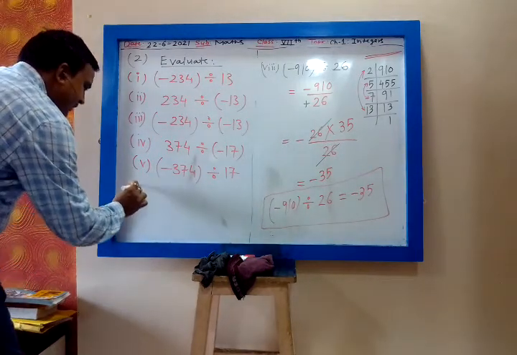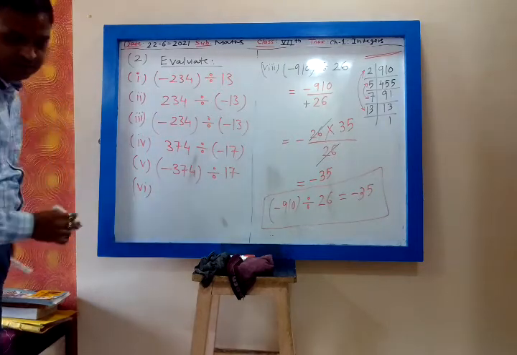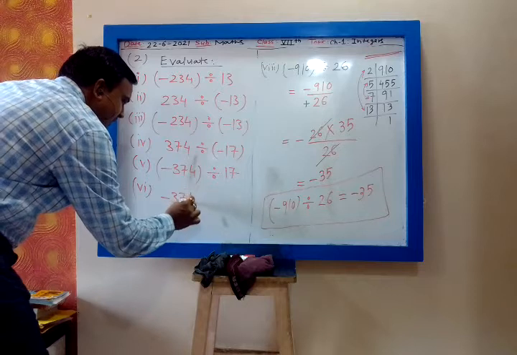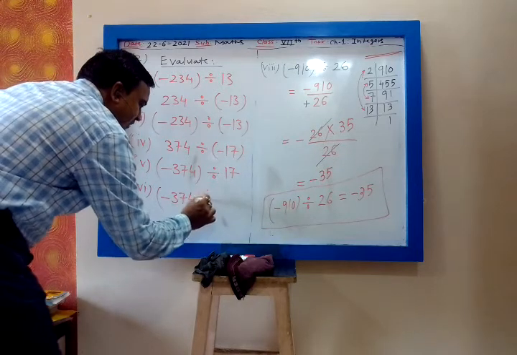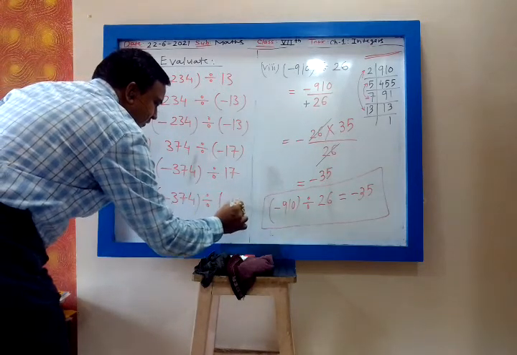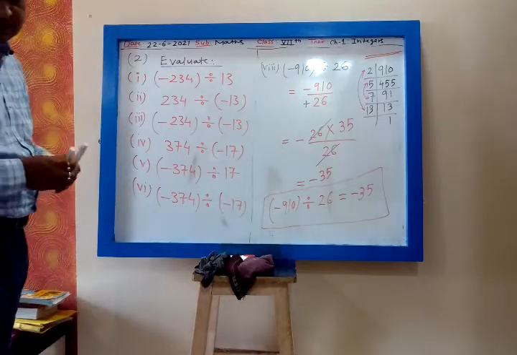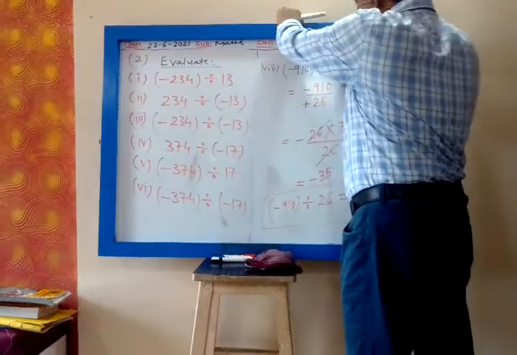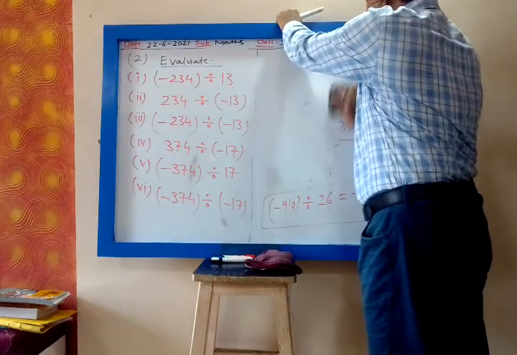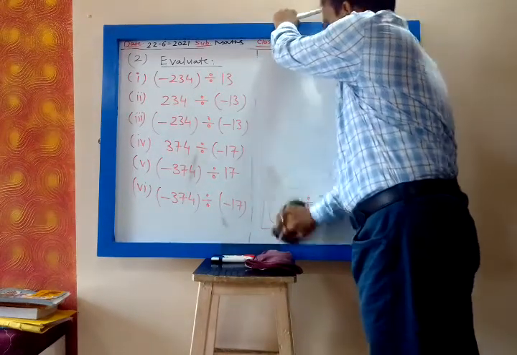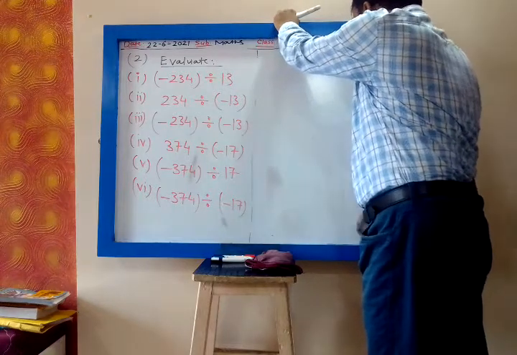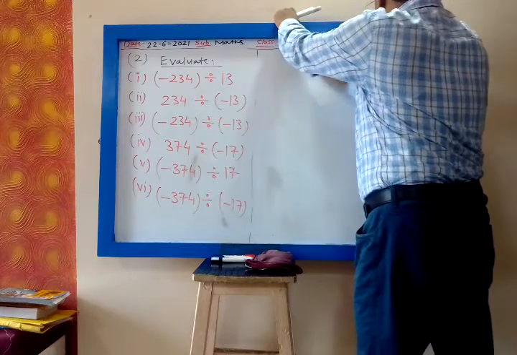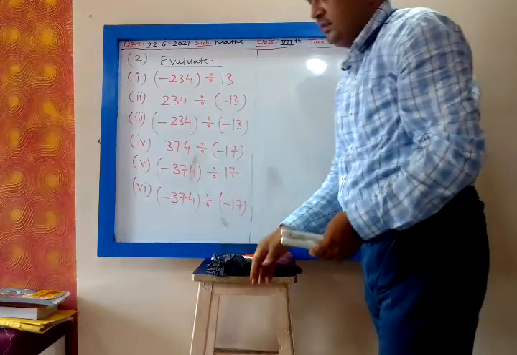Okay? So the sixth one is minus 374 divided by minus 17. Write down all the questions. All are the same as the previous one. I have already explained that in the first part. That is why I am writing the questions, assuming that.